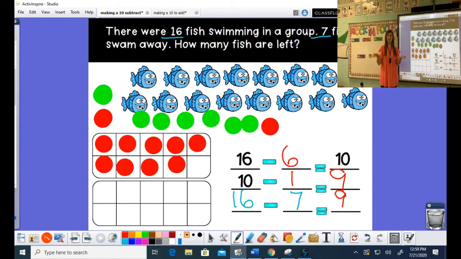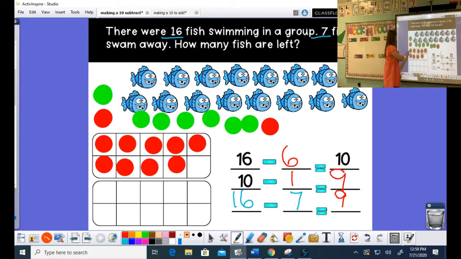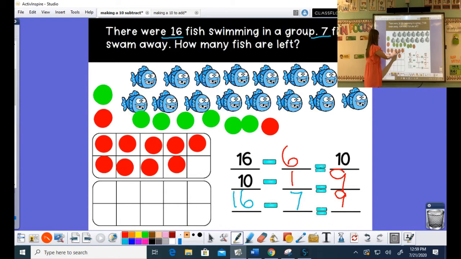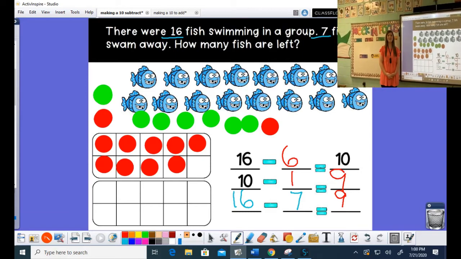Well, how do I check my work? Remember, we go back and we count the leftover counters in our 10 frame. 1, 2, 3, 4, 5, 6, 7, 8, 9. And we counted to 9, so that means our answer is correct. Great job, and this is the 10 frame method to make a 10 to subtract. Let's move on to our next one.